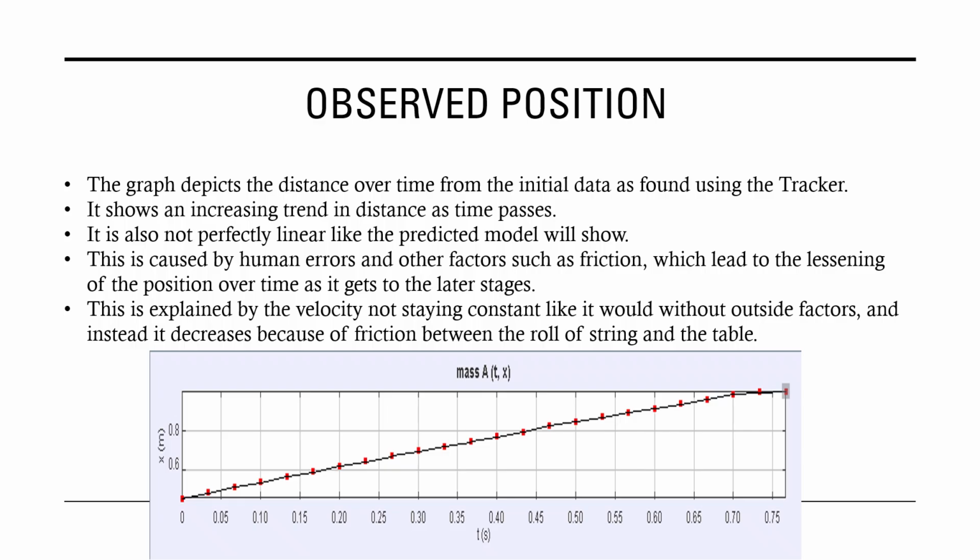Observed position. The graph depicts the distance over time from the initial data as found using Tracker. It shows an increasing trend in distance as time passes. It is also not perfectly linear like the prediction model will show.